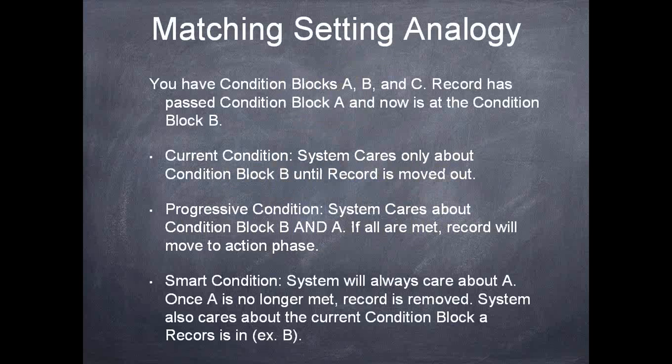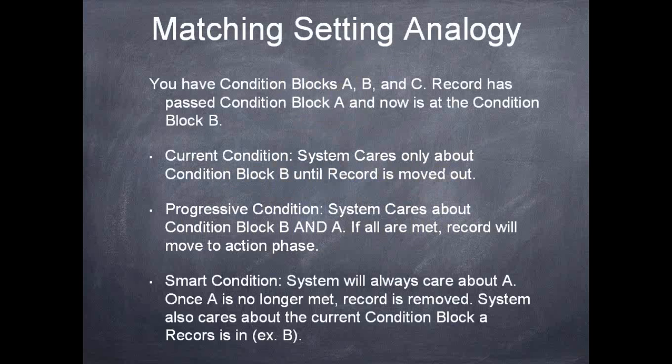Next, we have progressive conditions. The progressive condition matching setting is a little different from the current condition. Not only does a record have to meet the criteria for the current condition block that they are in, but they also must meet their criteria for any previous condition blocks that they have passed through. So, for the analogy, if a record is in condition block B, they must meet the criteria for condition block B as well as A. If they meet the criteria for both, they'll be moved into the next phase.